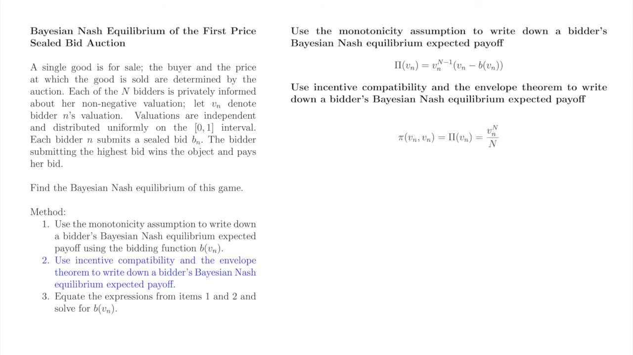Here are the direct and indirect utility functions. Again, each expression represents the same quantity, bidder n's expected payoff in Bayesian Nash equilibrium. The direct versus indirect distinction refers to how we constructed them. Now we're ready for the last step, solving for the bidding function itself by equating the direct and indirect utility functions we found in steps 1 and 2. Here they are together. Divide by Vn to the n-1. We aren't dividing by 0. Vn equals 0 is a probability 0 event, so all is well.